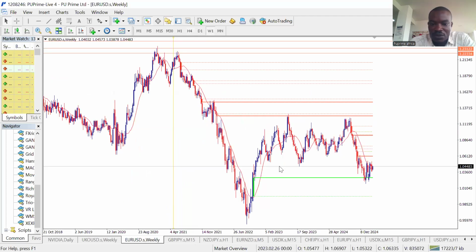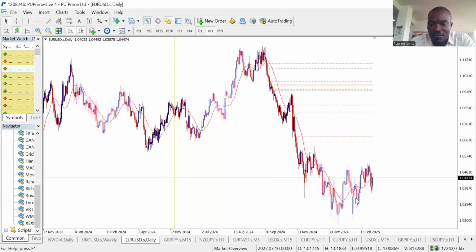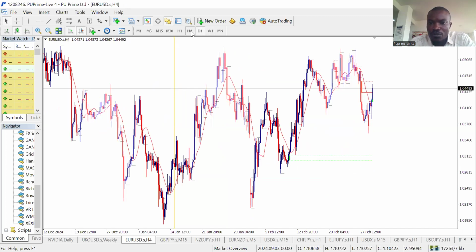So let's look at Euro USD. Having a look at Euro USD, we can see market rejecting this gap, this zone, which has formed a very strong support level on a daily time frame. So we have a shift in market structure here, market forming a higher low, and we have price breaking this level.